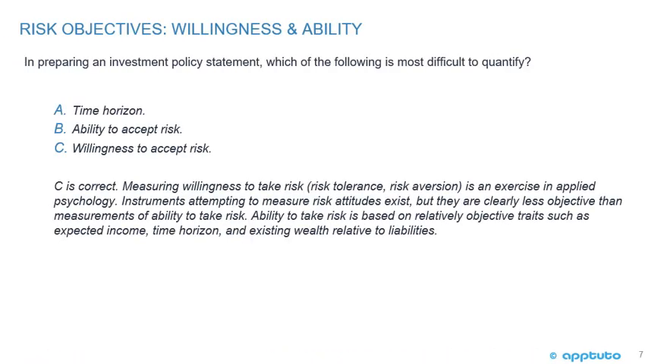Measuring willingness to take risk, risk tolerance, risk aversion, is an exercise in applied psychology. Instruments attempting to measure risk attitudes exist, but they are clearly less objective than measurements of ability to take risk. Ability to take risk is based on relatively objective traits such as expected income, time horizon, and existing wealth relative to liabilities.